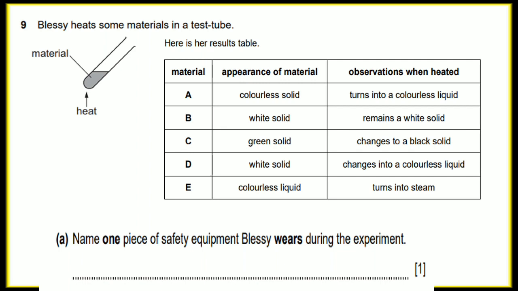Green solid changes to black solid. White solid is changed into a colorless liquid. Colorless liquid turns into steam. Name one piece of safety equipment to wear during this experiment. You need to wear goggles and hand gloves to hold the hot test tube because of the heat that is involved.